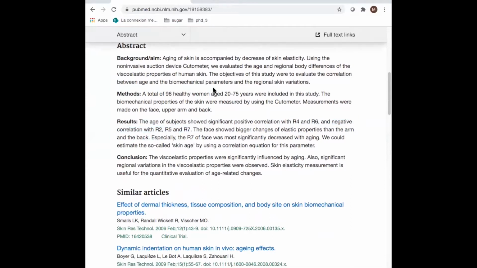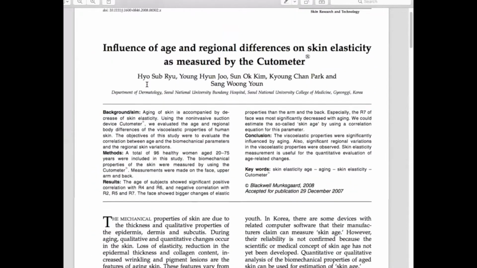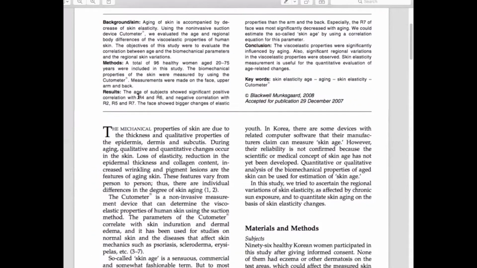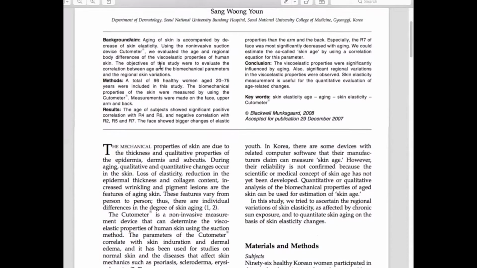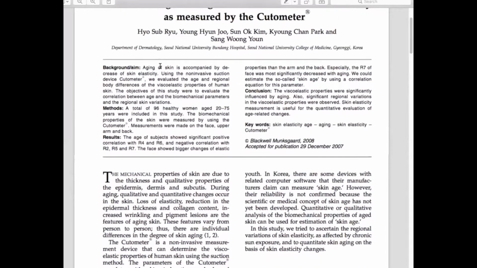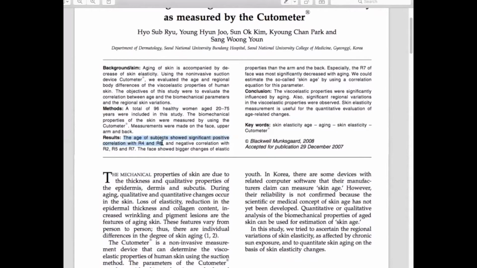So that gives us somewhere to start. And you can try to get the full article as well. That's not very complicated nowadays. Even if you don't have a subscription, you can try it. You can ask the authors, you can write to them, or things like that. So if we come here, we see it's properly described, and I see the methods. Well, that was already in the abstract, and I see again age positively correlated with R4 and R6.